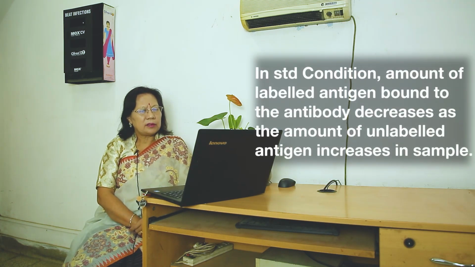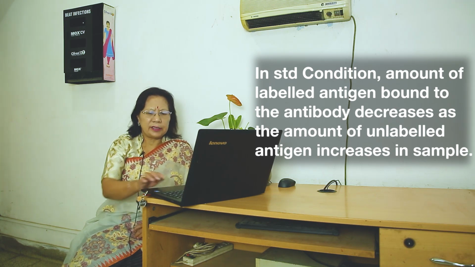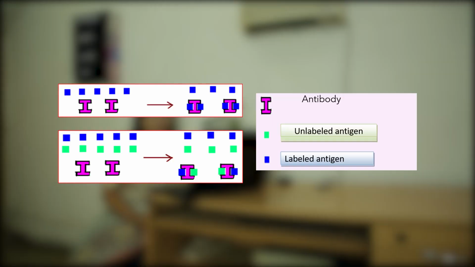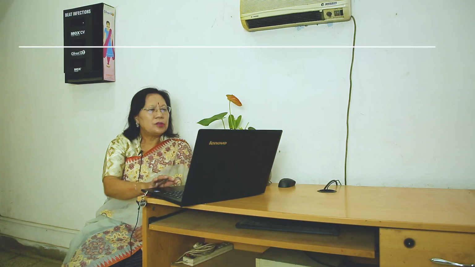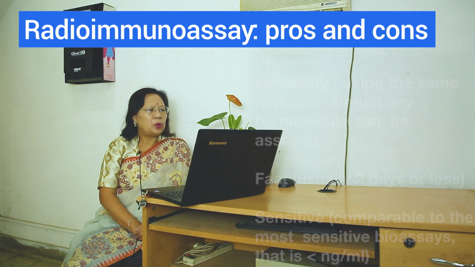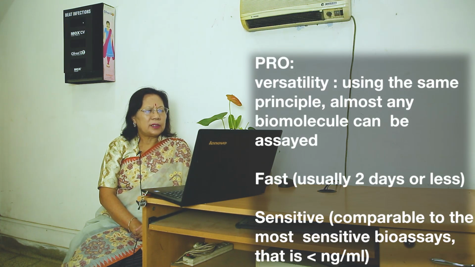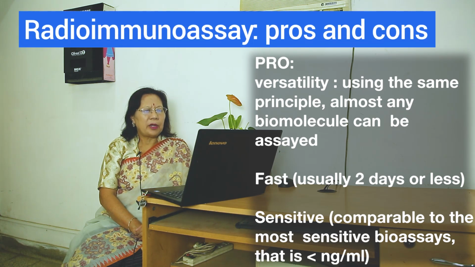In standard conditions, the amount of labeled antigen bound to the antibody decreases as the amount of unlabeled antigen increases in the sample. This is the structure of the antibody, and the green dot is the unlabeled antigen, and the blue is the labeled antigen. So what are the pros and cons of radioimmunoassay? Pros: number one, its versatility. Using the same principle, almost any biomolecule can be assayed, and it is fast.